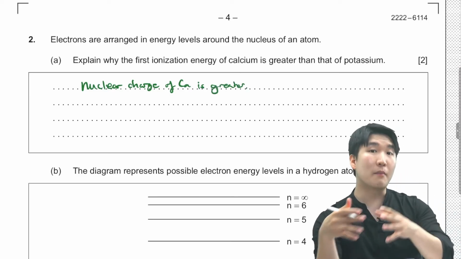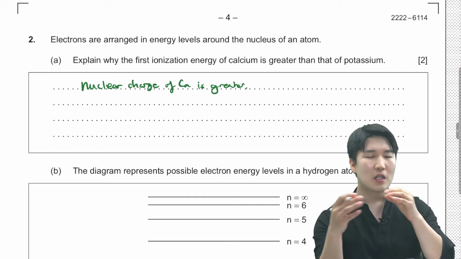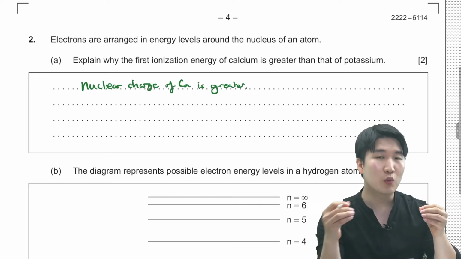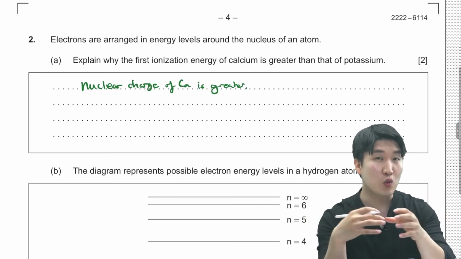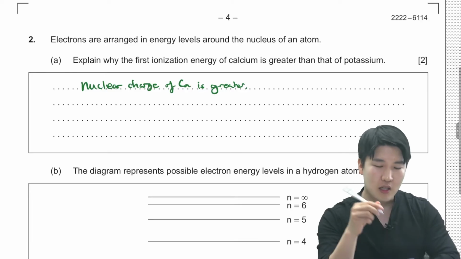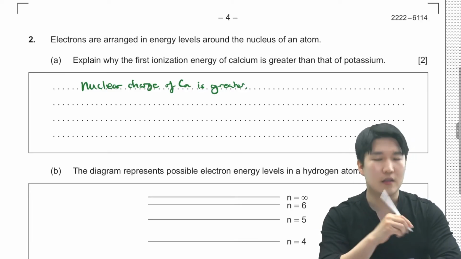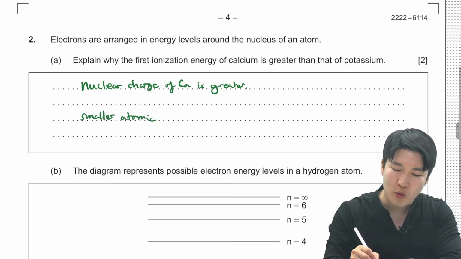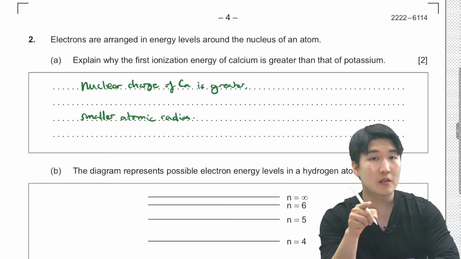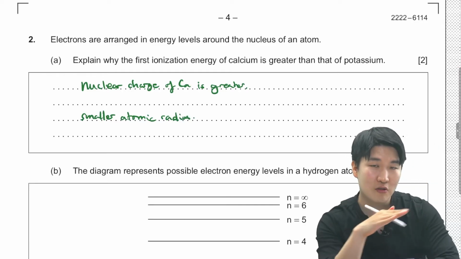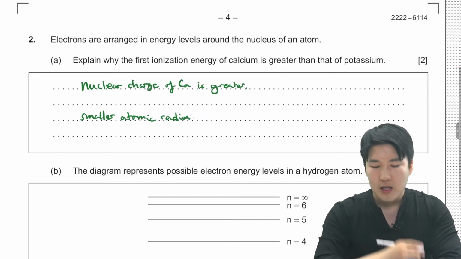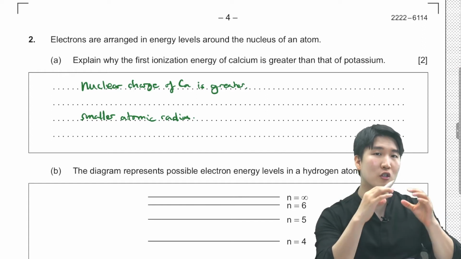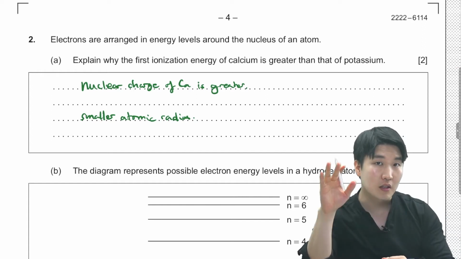What other reasons could there be behind the electrostatic attraction between nucleus and valence electron being greater? What if the distance between the nucleus and the valence electron is shorter? And that is actually true because calcium is smaller than potassium. Smaller atomic radius. Remember, how does the atomic radius change across the period? Decreases across the period. And this is why across the period, the ionization energy has a general trend of increasing.